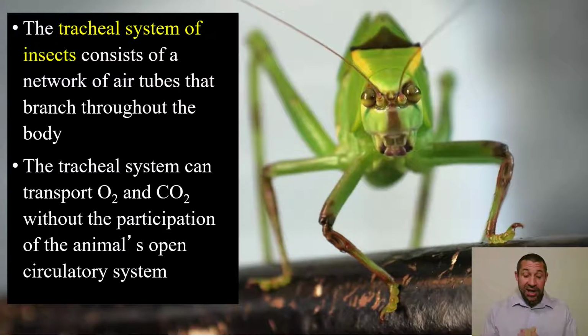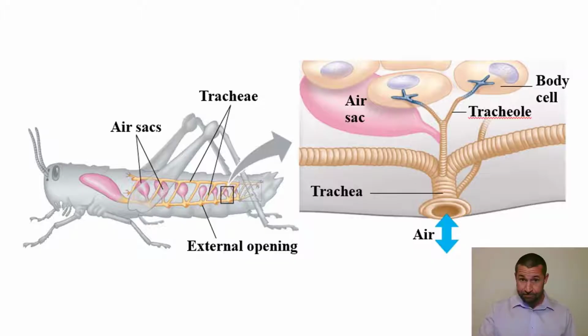Arthropods, like this katydid, have evolved a tracheal system of tubes and air sacs to deliver oxygen and remove carbon dioxide from their internal cells. The external openings on this grasshopper, right here, here, here, are called the spiracles. Those little pores at each section along the abdomen of the grasshopper are how it breathes.